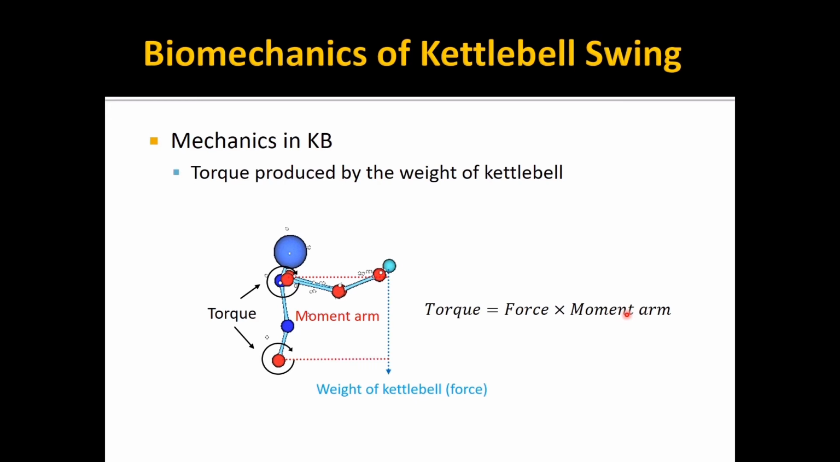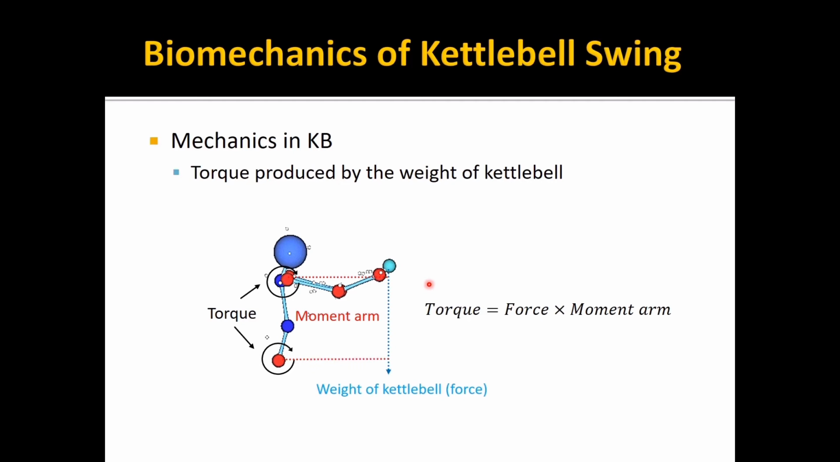Torque is equal to a force times a moment arm. Here the force can be the weight of the kettlebell, and the moment arm can be the perpendicular distance between the line of action of this force and the shoulder joint and the L4 and 5 joint.